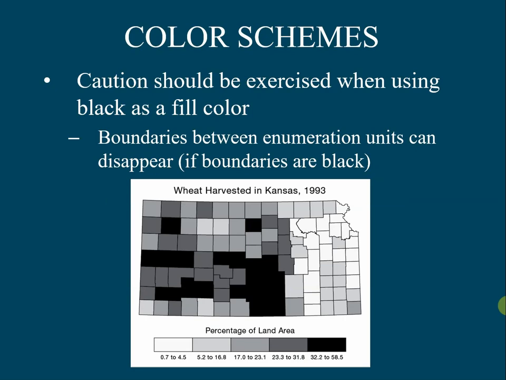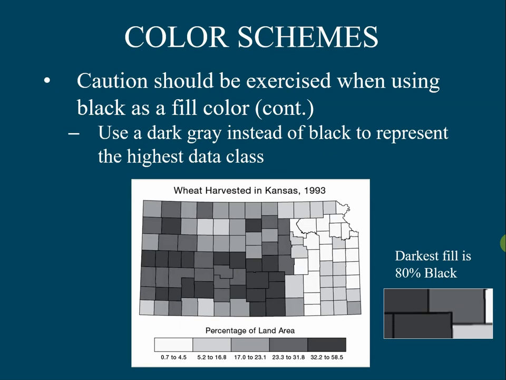Caution should be exercised when using black as a fill color, mainly, like we said before, because the boundaries between the enumeration units can disappear if the boundaries are all black. This huge blob here in Kansas, we have no idea what's happening. If I used a light gray or a white boundary for the black, it would stand out more and be a lot more obvious what we're looking at. Here we can see where we didn't use pure black for any of our fill, and those black boundaries are still very effective. So the typical rule for fill is you don't want to go beyond 80% black unless you have a specific reason to.